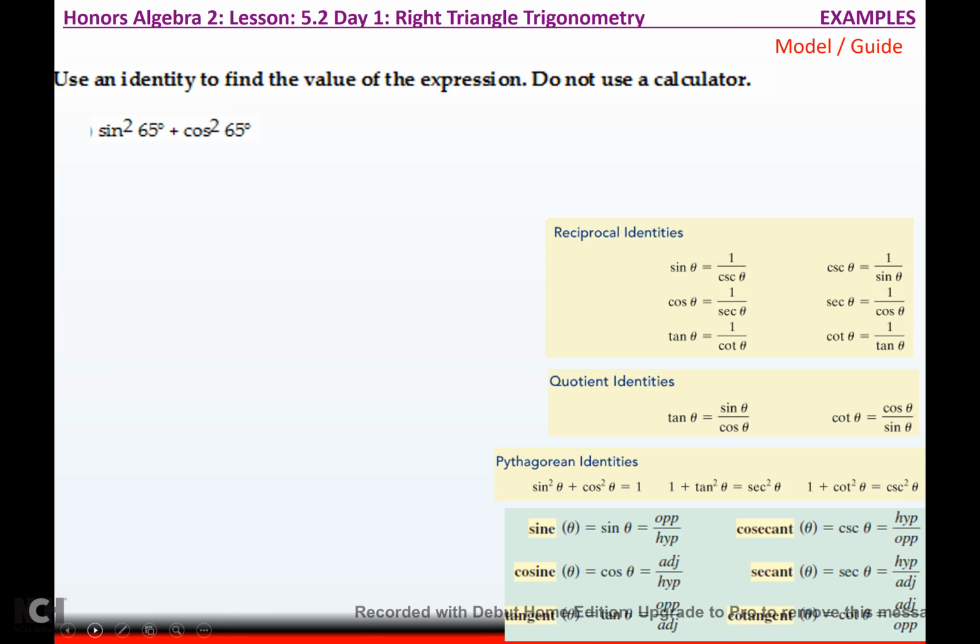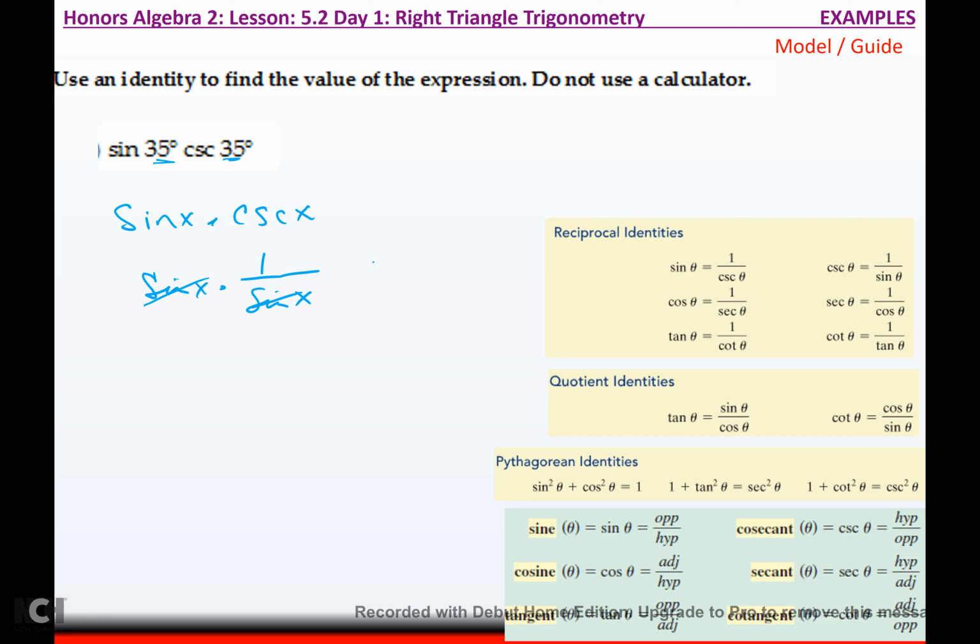Alright, so this one says use an identity to find the value of the expression. Do not use a calculator. Well, you see, all they're saying, guys, is sine squared theta plus cosine squared theta. They're just giving you the value of theta. As long as these match, and they do, my answer is 1. Okay, so again on this one though, the angles are the same. So that's like saying sine x times cosecant x. Well, that would be sine x times 1 over sine x. The sine x's would cancel, and I would just get one. Yeah?